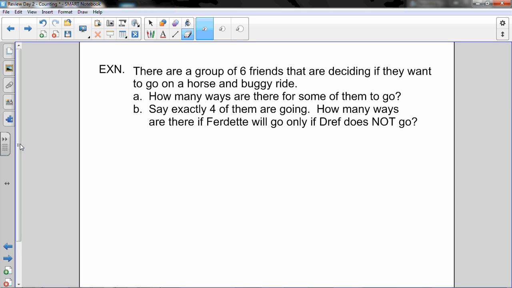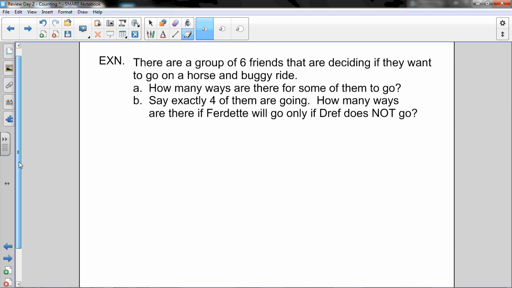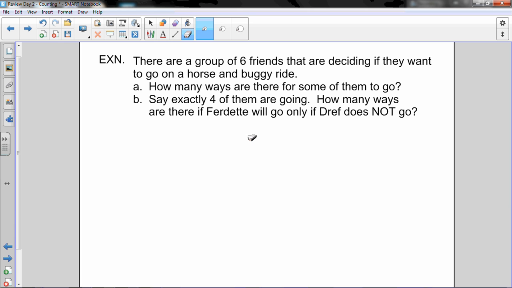Example N, I think this is example 5. There are a group of 6 friends that are deciding if they want to go on a horse and buggy ride. Are you sick of the horse and buggy yet? Yes, we are. But oh well, let's keep on.